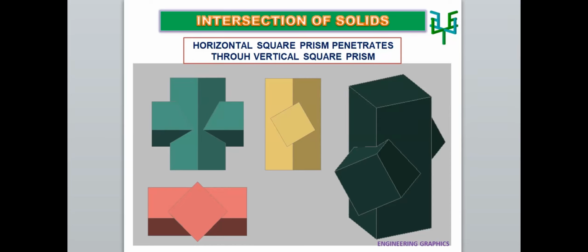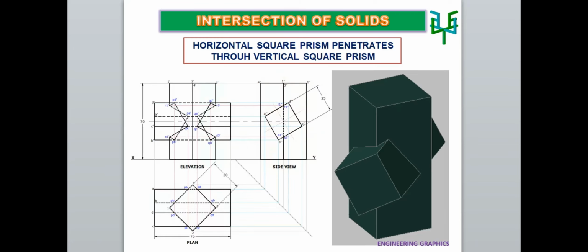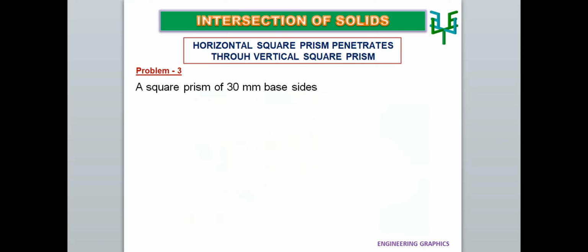In this video, we are going to discuss the intersection of solids, in which a horizontal square prism penetrates through a vertical square prism. Let us see the problem.